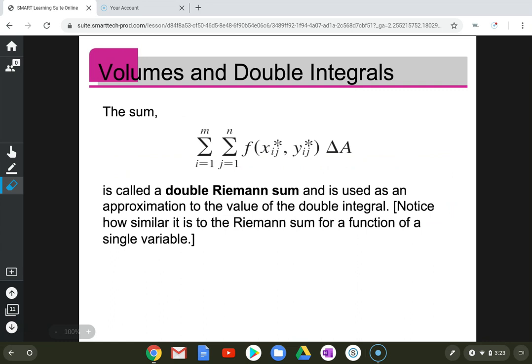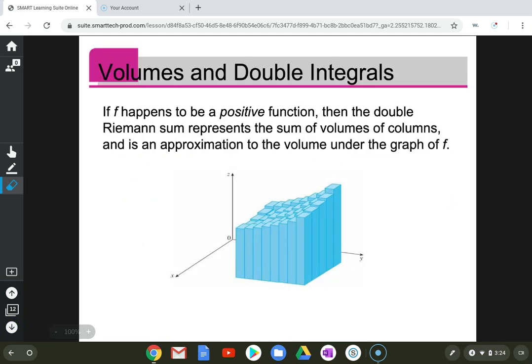Oh, and the last thing, just so you know, this thing that we've been talking about is called a double Riemann sum. That's all I'm taking from the screen, is that it's called a double Riemann sum. And this is just talking about how the function has to be positive. There you go.